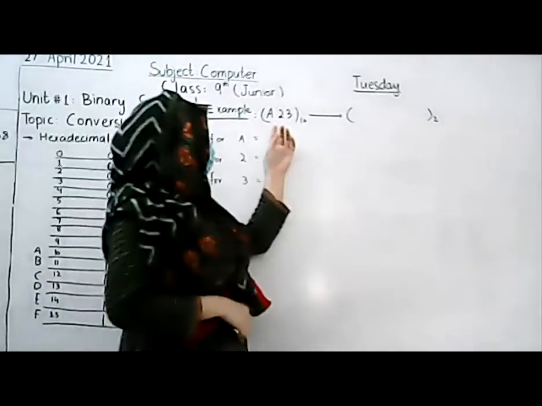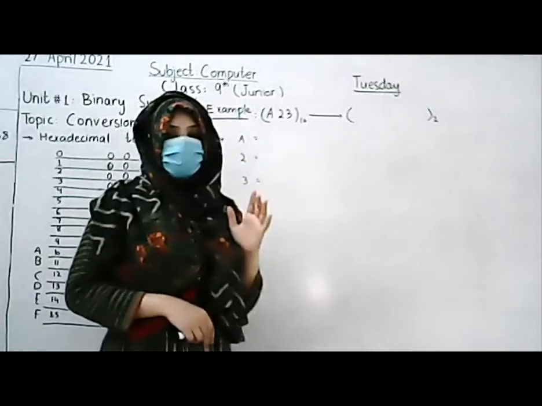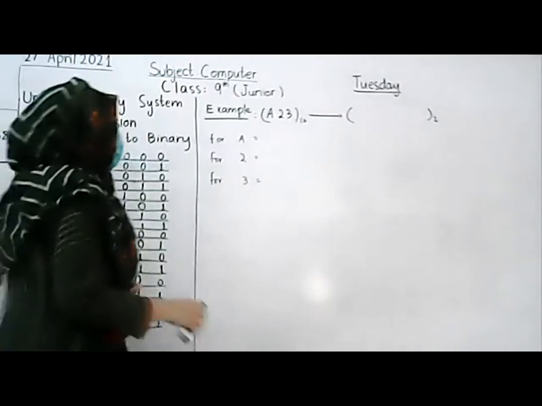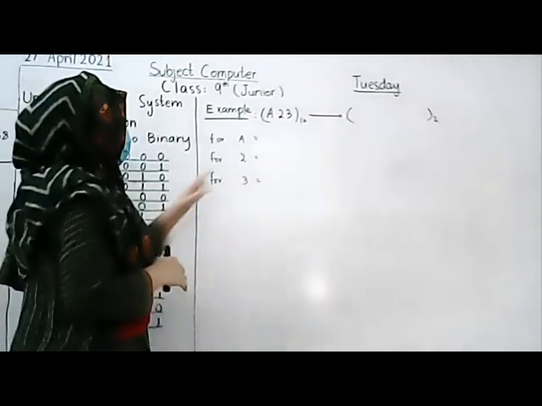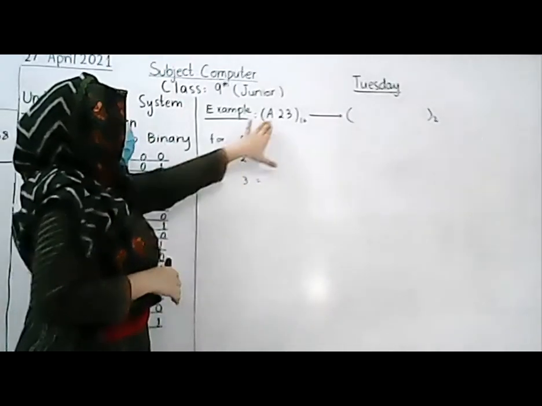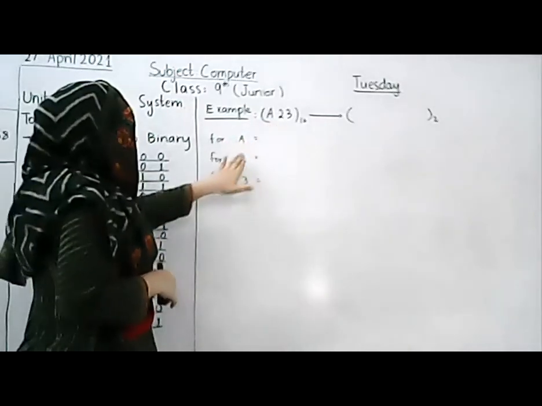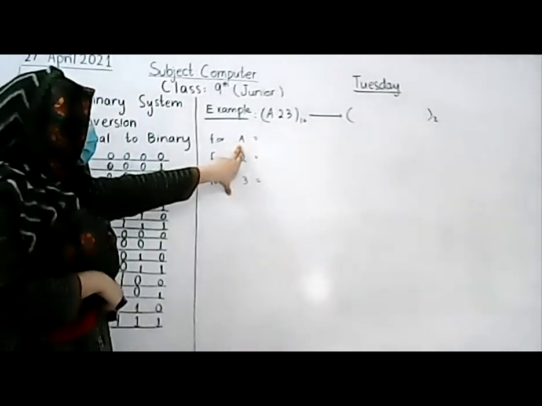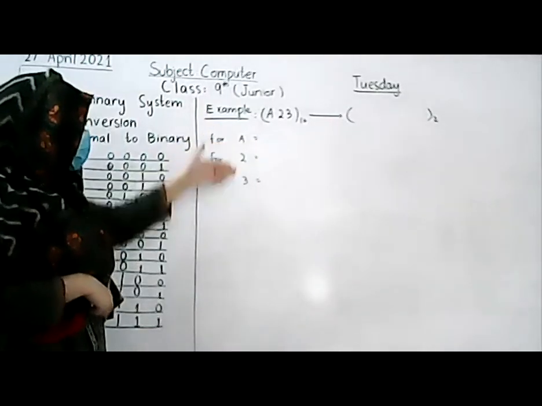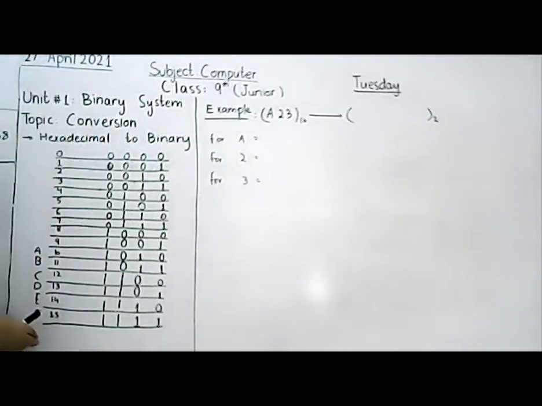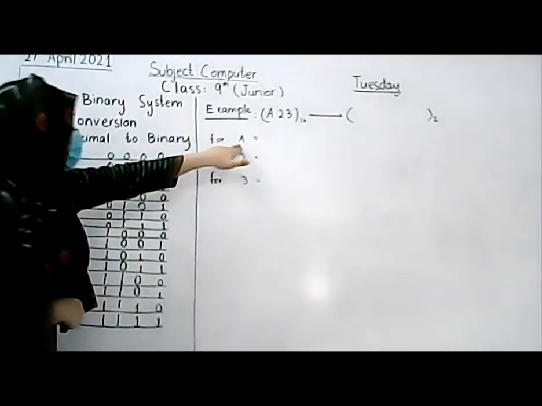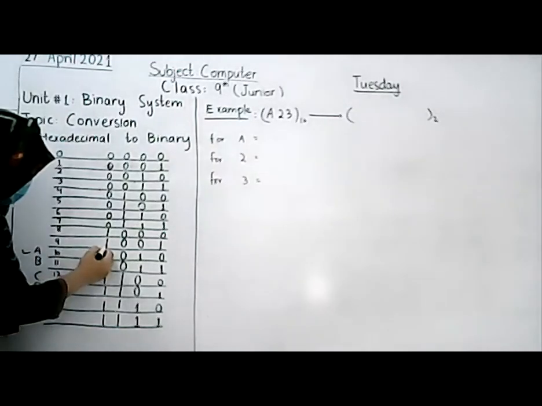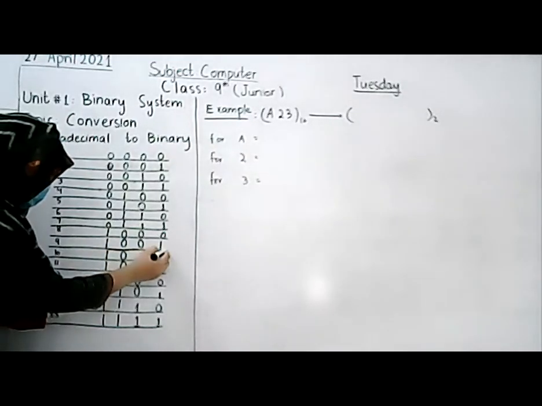First of all, this number is in hexadecimal and we have to convert it to the binary system, right? So we will go one by one. First of all, A, then 2 and 3 as well. Now we have to identify the value of these numbers in this table, right? So first of all, we will go for A.